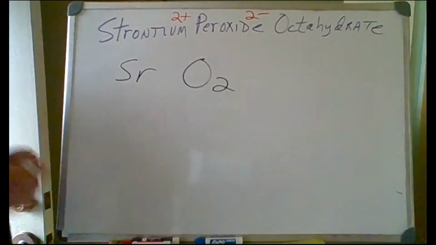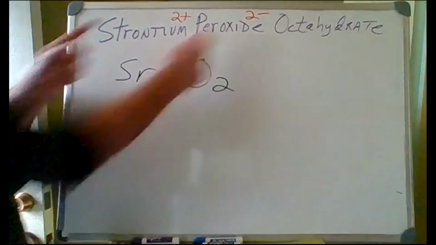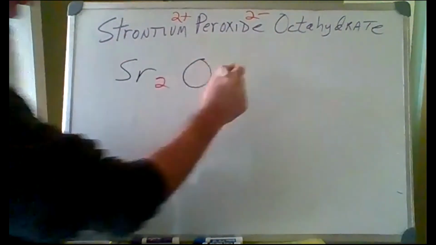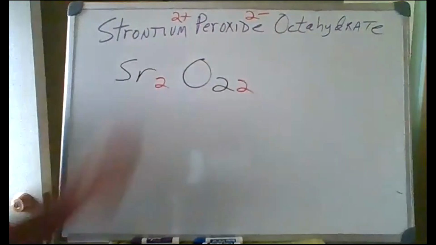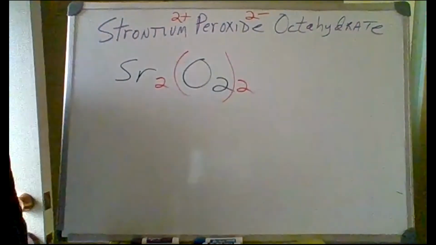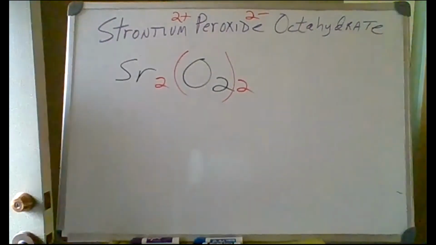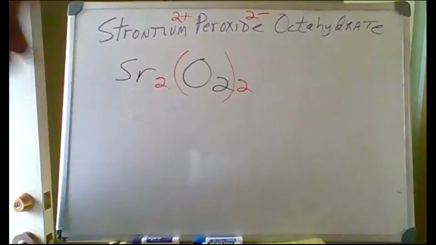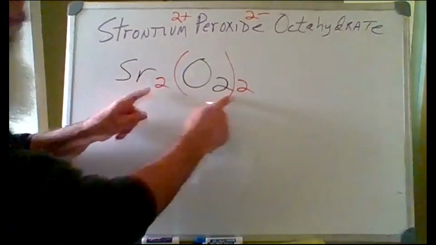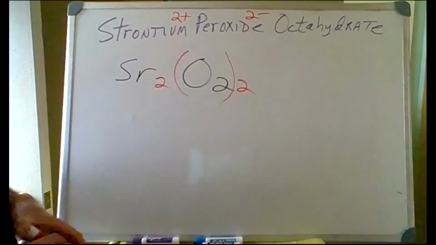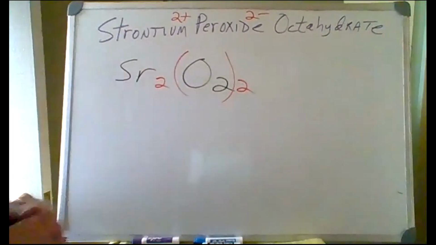Now I'm going to take these charges and flip them. So it gives me 2 strontiums and 2 peroxides. But again, I'm going to need parentheses there. Otherwise, it looks like 22 oxygens. Why do we put the charges? Because that's going to tell us how many of each ion we need. Oh, I see. Right, it's telling us how many of each ion we need.